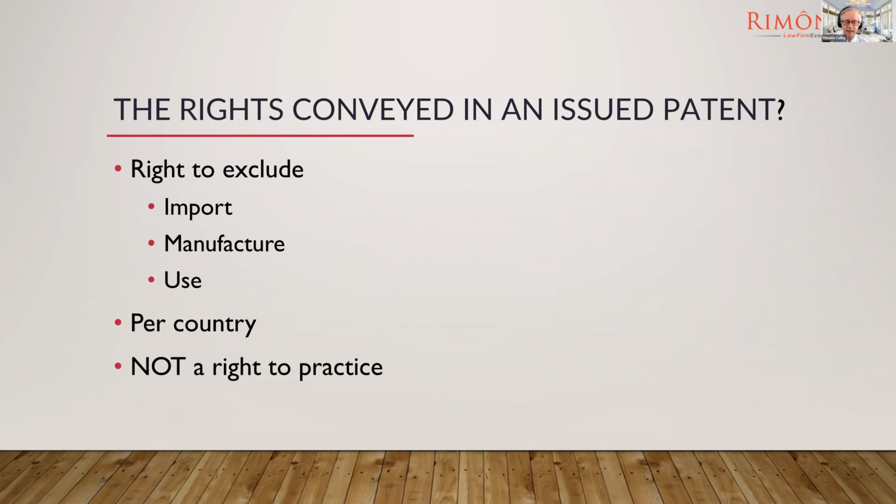A patent is a right to exclude others. You can exclude importation, you can exclude manufacture, and you can exclude use, right? Patents can cover both the device and a process. So you could prevent somebody else from doing a specific process. This is all on a country by country basis.